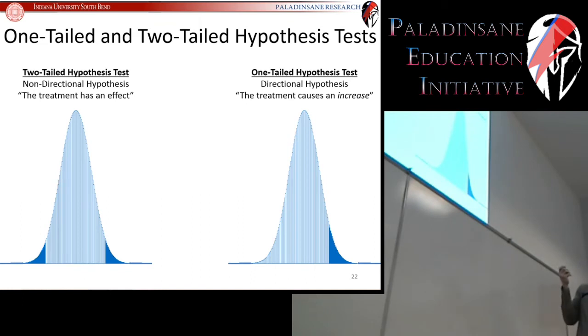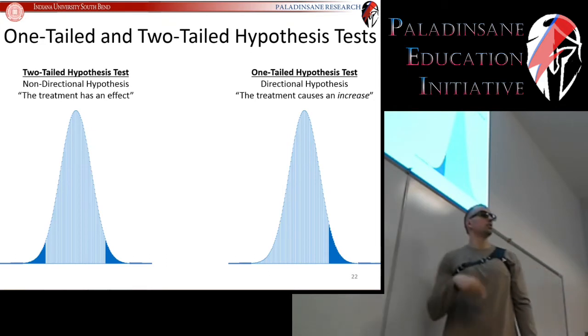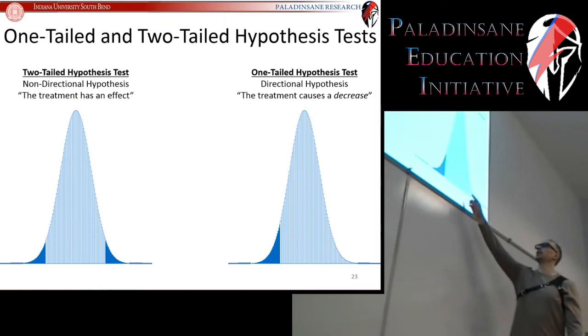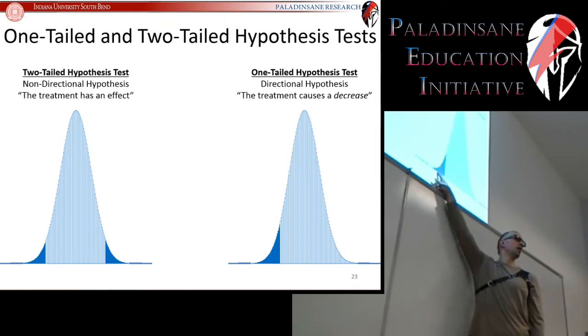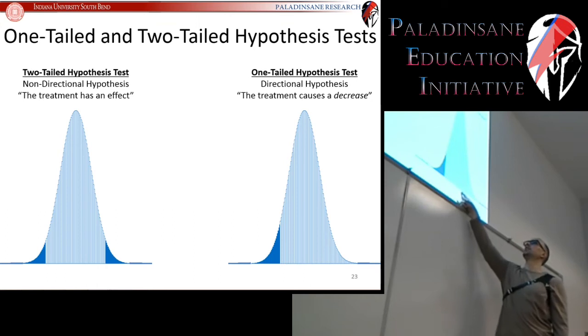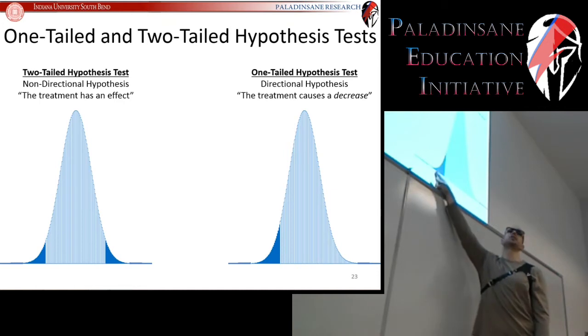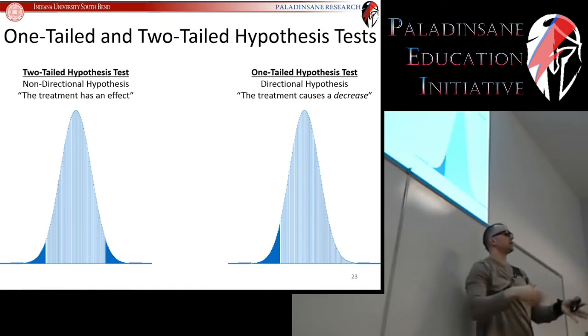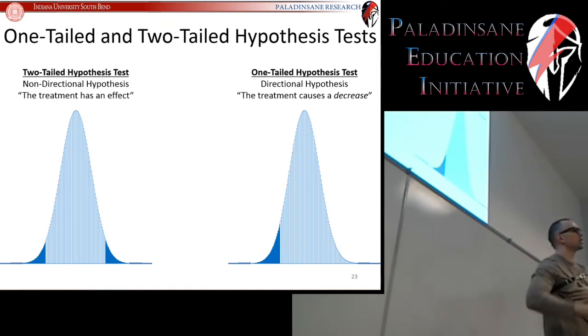So sometimes you're looking specifically for an increase. Other times you're looking for a decrease, in which case you do a one-tailed test as well. You just put your tail on the other side. So does my treatment decrease scores of perception? Does this intervention decrease alcoholism? Does this new way of conceptualizing food decrease intake of unhealthy foods, right? Does the treatment cause a decrease? If you're only interested in one direction, then you do a one-tailed test.